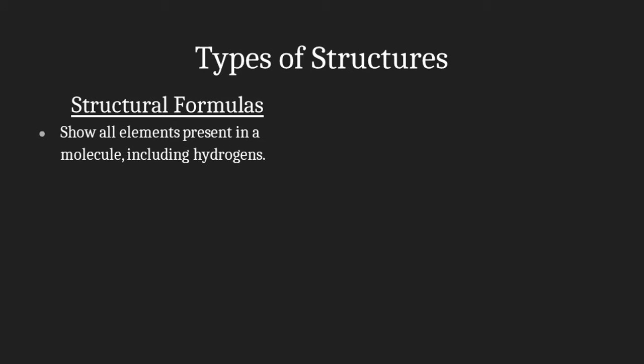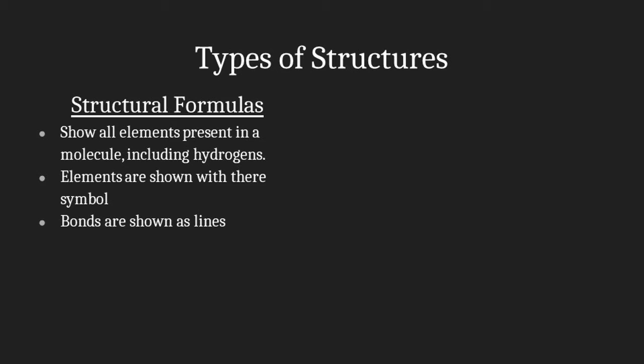Now, to represent these hydrocarbons as well as any organic molecule, we want to use a structure to draw them out. But there's 2 different types of structures that we use. The first type is a structural formula. This shows all the elements present in the molecule, including all the hydrogens. Each element is represented with their symbol, such as a carbon being shown as a C, and bonds are shown as lines, as shown below, where the C's are carbons, the H's are hydrogens, and the lines represent bonds.